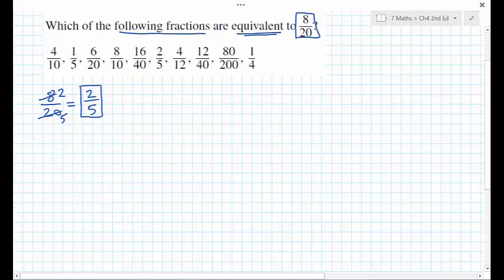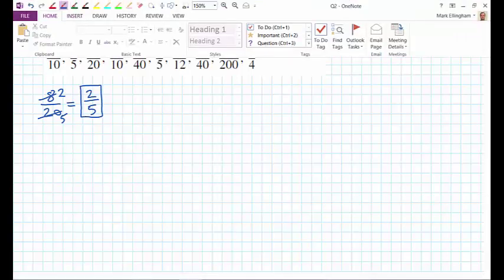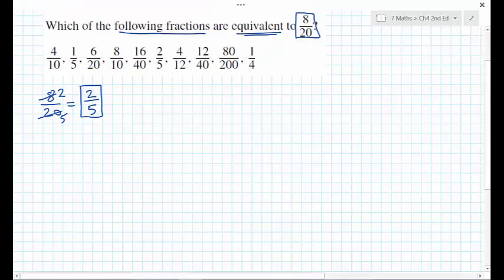So all I need to do is start with these fractions. 4 over 10: well, 2 goes into 4 two times, 2 goes into 10 five times, so that's 2/5. So that is an equivalent one. I can highlight that. Now 1/5, we can see instantly that 1/5 is not.